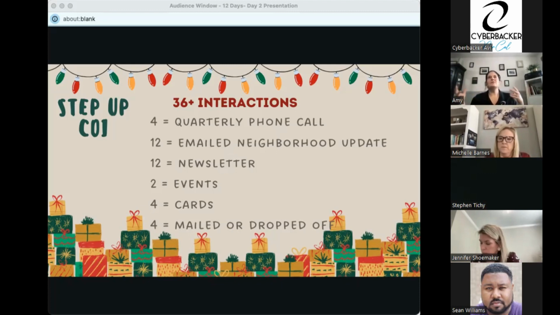Keep in mind too, that usually when we invite to an event, that would be considered 2 touches or 2 interactions. But it's actually going to be closer to 6, because we're going to call them and invite them to the event. We're going to see them at the event, and then we're going to call them after the event to follow up with them and say, hey, thank you so much for coming, or I'm so sorry you couldn't make it. We've now turned that event into 3 interactions. So it's not just 1. Okay, so we want to make sure we have 2 events.